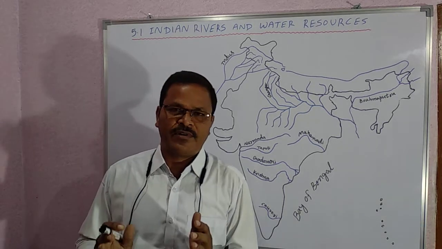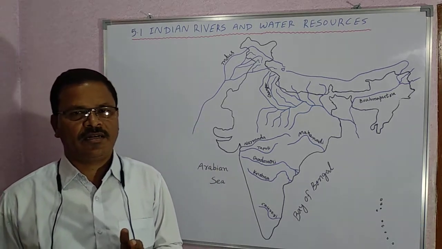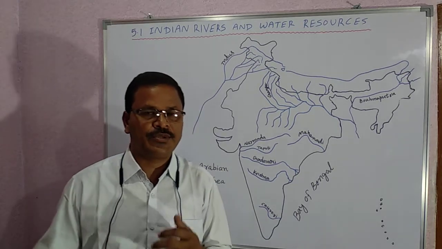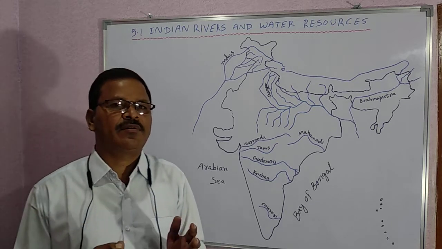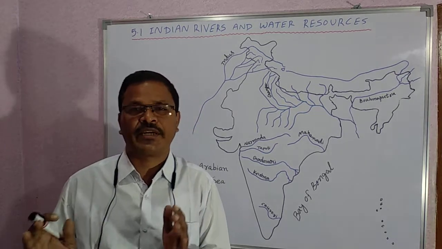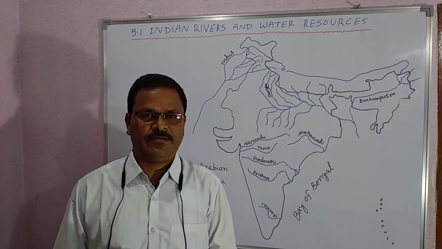About 5% of water resources are used for domestic purpose. But most of the people do not have access to drinking water. What is the reason for this?